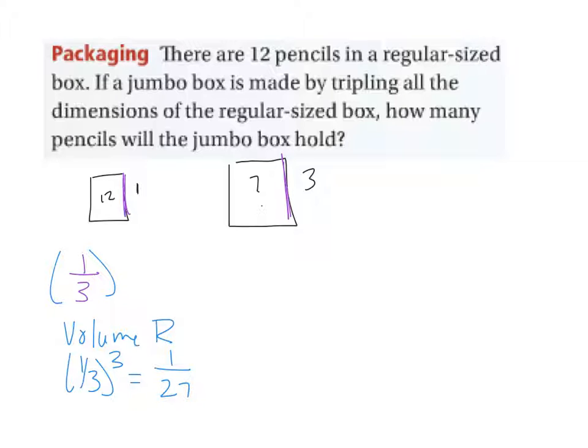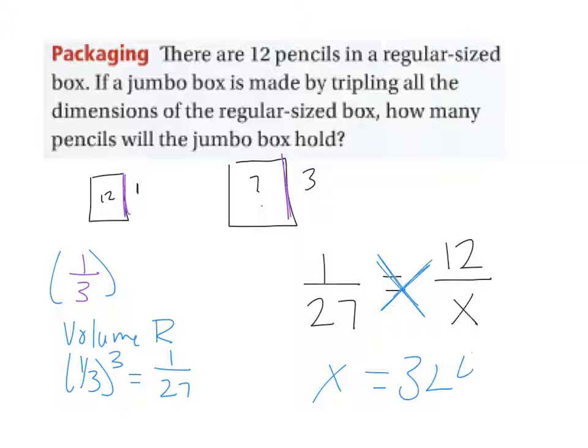The reason why we need that is we have to take your volume ratio and set that equal to what you're looking for. There are 12 pencils in my original box, and then I want to figure out how many are going to fit in my new jumbo box when I tripled each side. Each side is the 3-dimensional shape. And so then here I have a fraction equal to a fraction. When you have a fraction equal to a fraction, you cross multiply. So I get x is equal to 324 pencils. So it's knowing what equation or what ratio to set equal to your desired information.